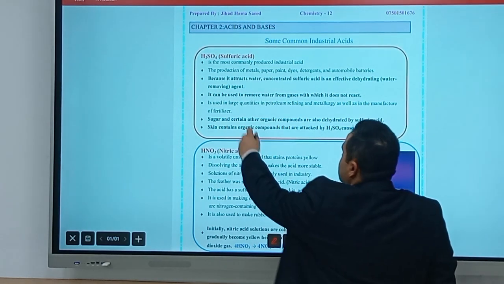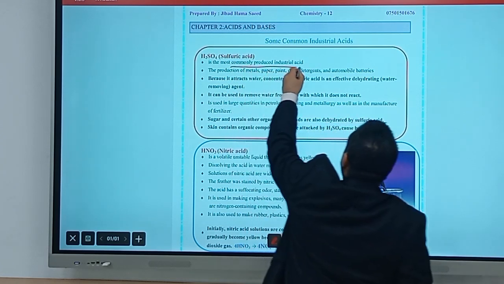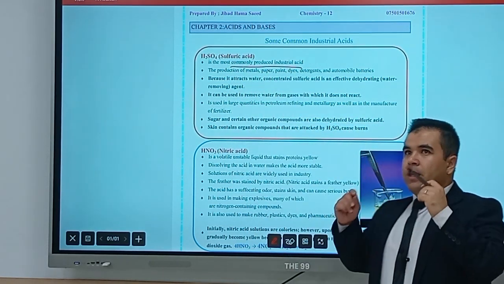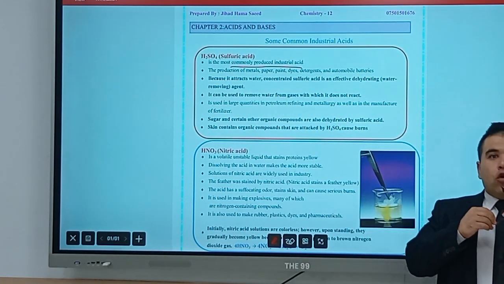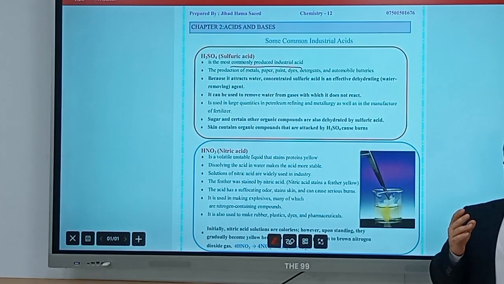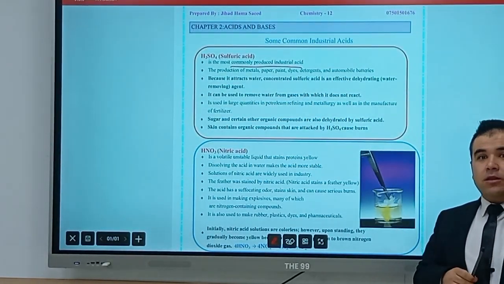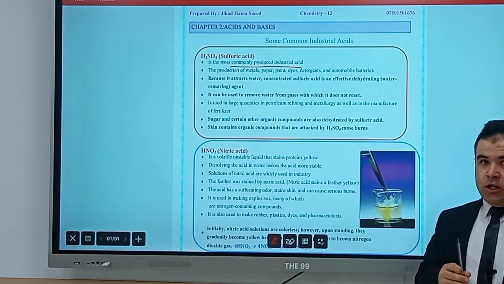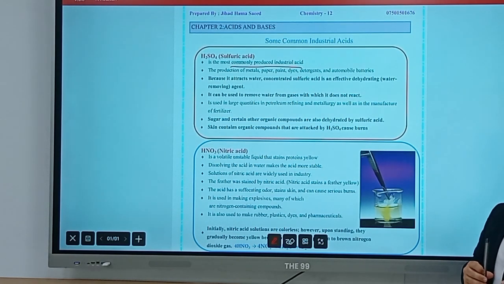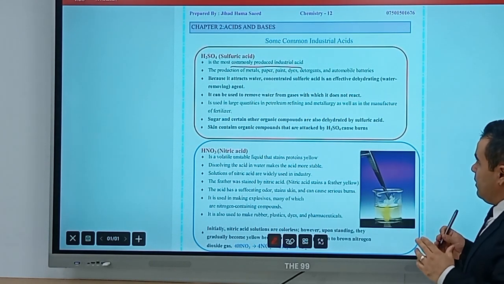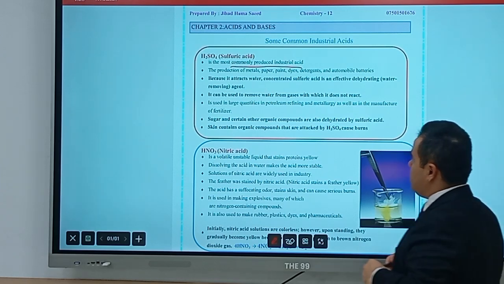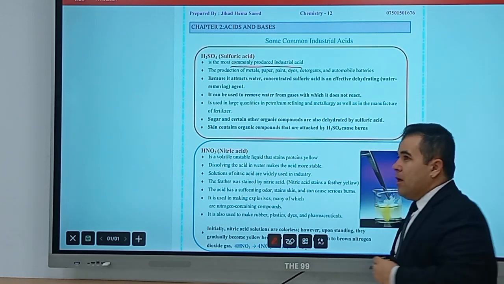The first one is H2SO4, which is the sulfuric acid. Sulfuric acid is the most commonly produced industrial acid. Among the other industrial acids, this ranks the top in terms of production.